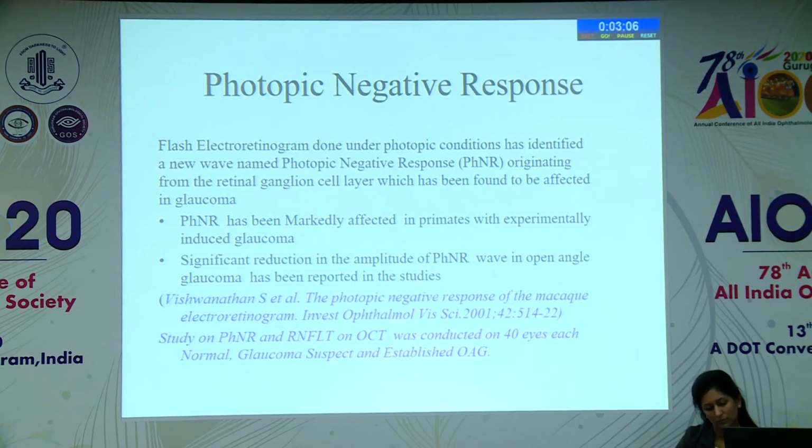Now coming to photopic negative response, a flash electroretinogram done under photopic condition has identified a new wave which is called photopic negative response, which originates from the retinal ganglion cell layer, which has been found to be affected in glaucoma. PHNR has been markedly affected in primates with experimentally induced glaucoma, and a significant reduction in the amplitude of PHNR wave in open angle glaucoma has been reported in the studies by Viswanathan et al.